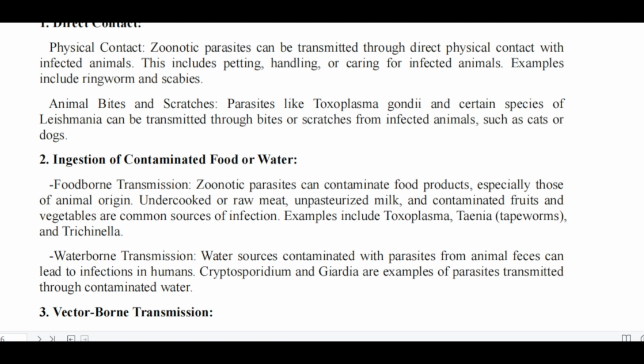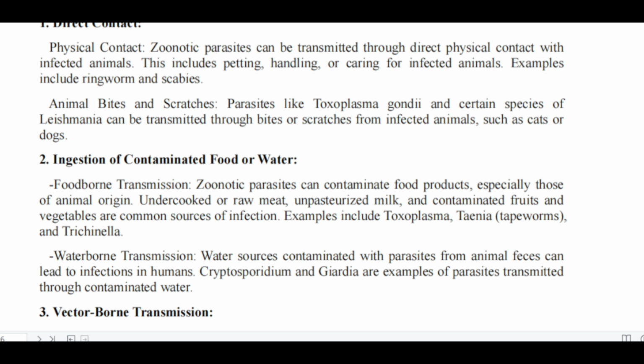Examples include Toxoplasma, Taenia, like when you undercook beef, you can actually get tapeworm, then Trichinella. They are all types of infections that you can get from meat.